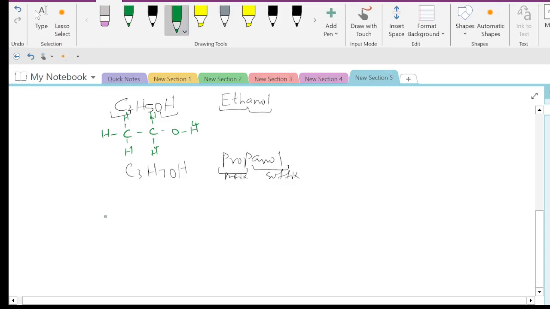Now for the propanol, here you can see there are two possible structures for the propanol, because they are making the isomeric structures. What are isomers? Isomers are those compounds which have the same molecular formula but different structural formula. So this is the first structure and now the second structure.